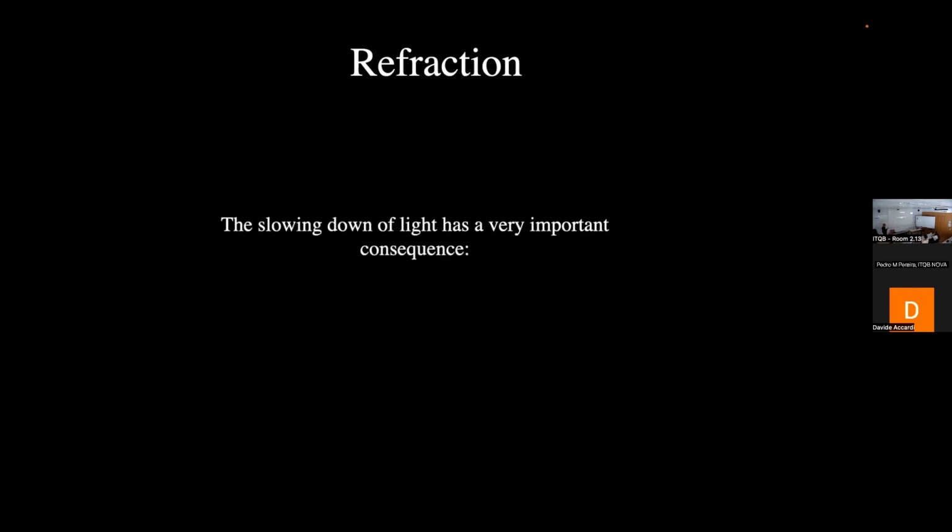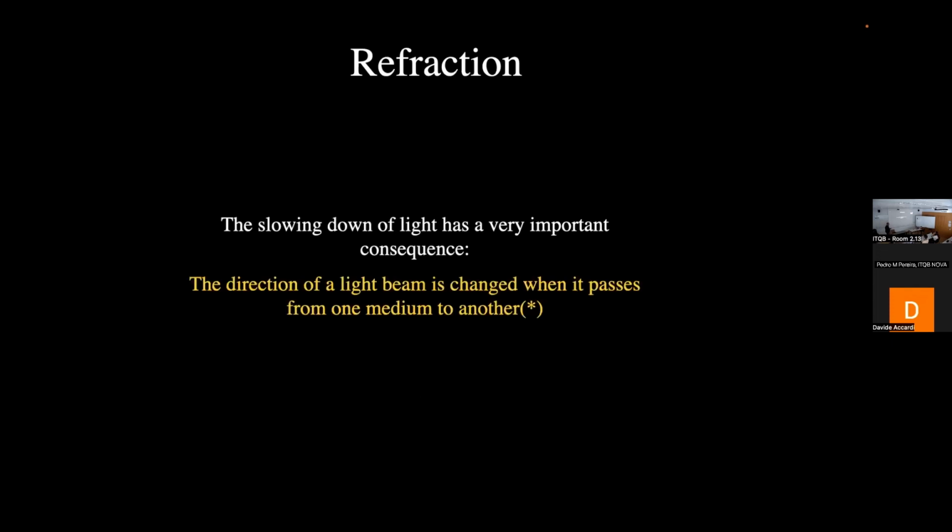So the slowing down of light has a very important consequence, which is the bending, or change in direction, of light when it passes from one medium to the other. There is an asterisk here because, as I already told you, this is related to the angle of incidence. We will do some demonstration about this. Let's see: demo, coin in the cup.